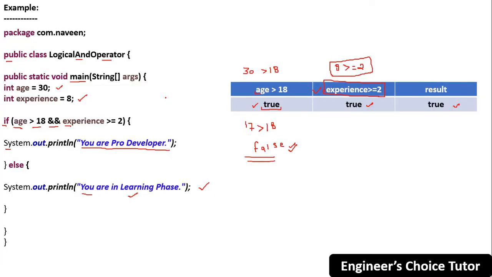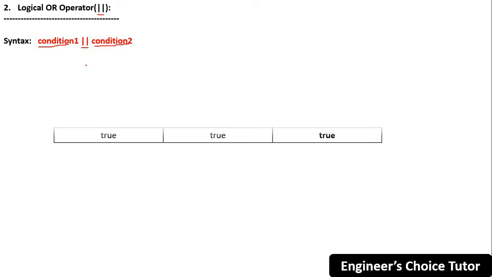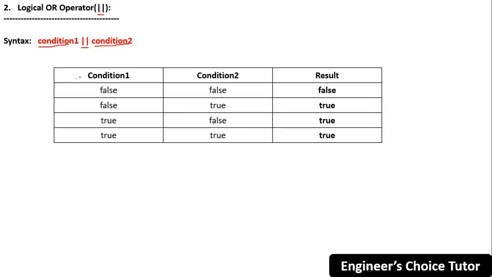I have already explained this. Fine. Let's move next. Now we have logical OR. So the logical OR operator symbol is this. Fine. Now what is the syntax? Syntax is condition 1, then logical OR operator symbol, then condition 2. Fine. So what is the table? See the table. Condition 1, condition 2, and the result.